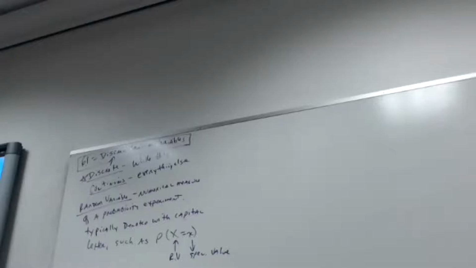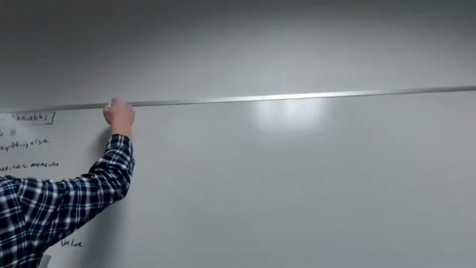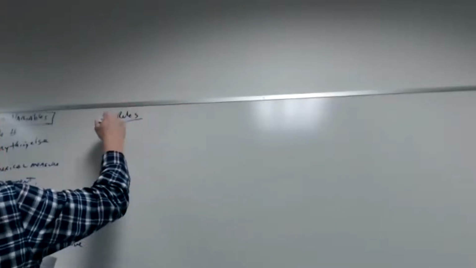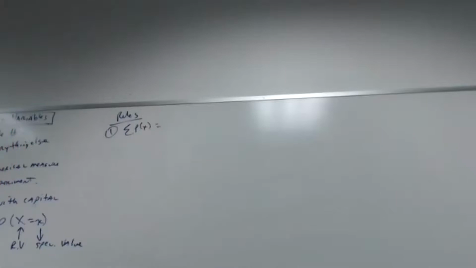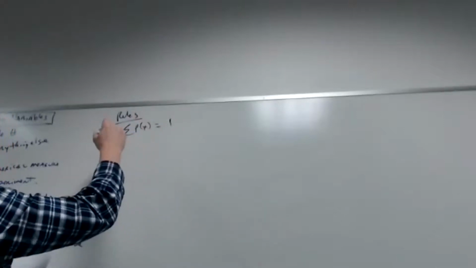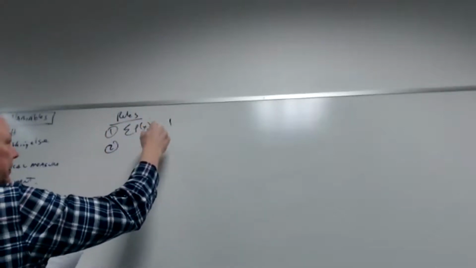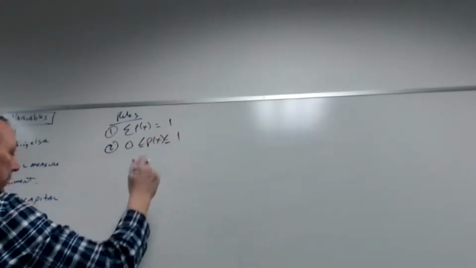So, some rules. Rules for discrete random variables. What should the sum of the probabilities equal? It should equal 1. And the probabilities should all be between what values? 0 and 1. Okay.